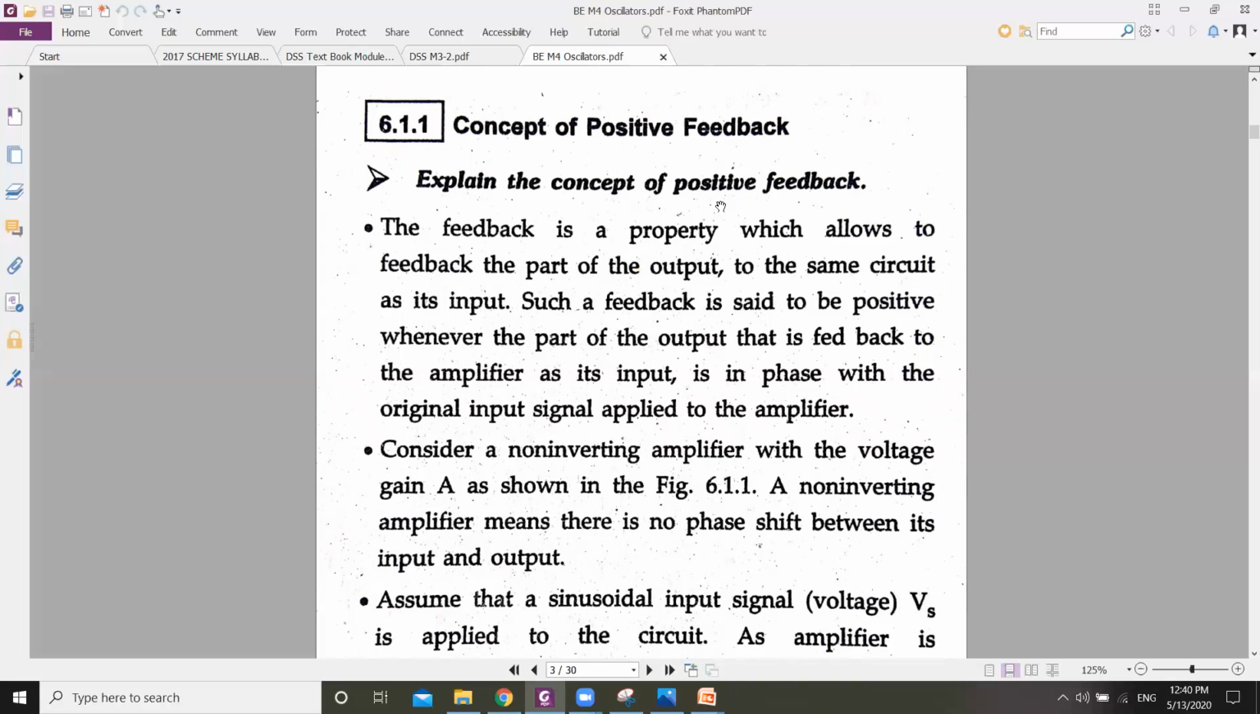Feedback is a property which allows to feed back part of the output to the same circuit as its input. Such a feedback is said to be positive feedback whenever the part of the output fed back to the amplifier as its input is in the same phase as the original input signal applied to the amplifier.